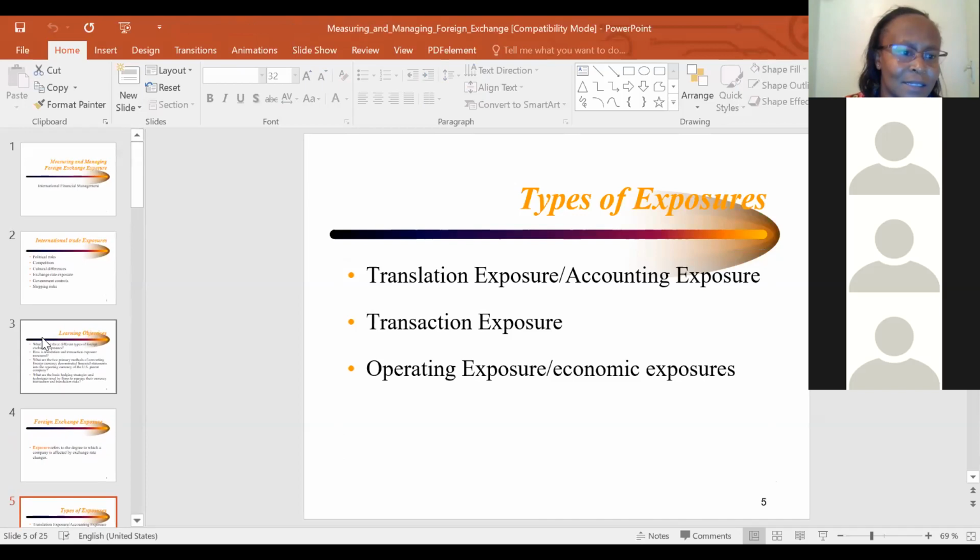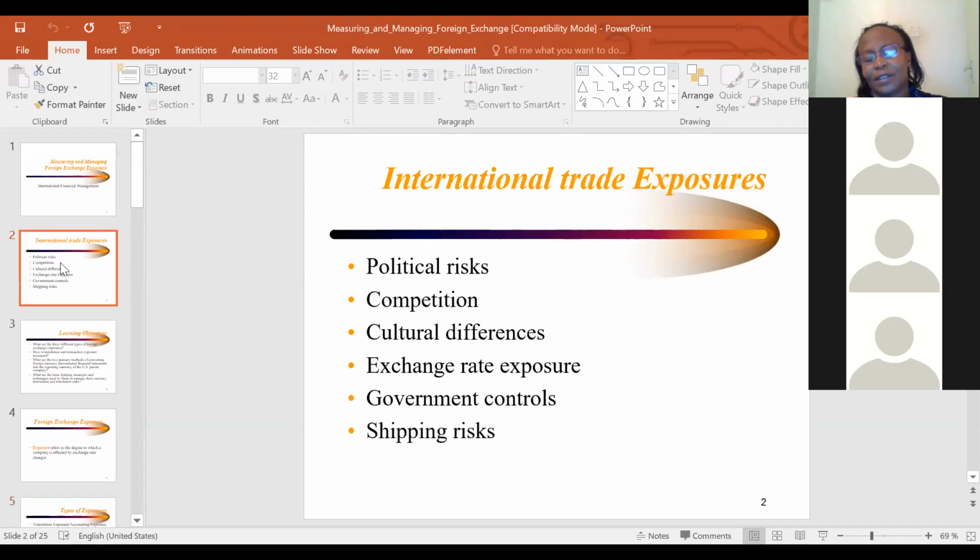So we have just discussed the challenges which companies face when they go international. Some of them we have mentioned are political risks. There's competition. When you go international, you expose yourself to competition even with the local market. We have cultural differences, exchange rate exposure, government controls, shipping risks, and all that. There are so many risks associated with going international. Those are some of the risks I've captured in my notes, and I will share them after the class. So we are going to concentrate.